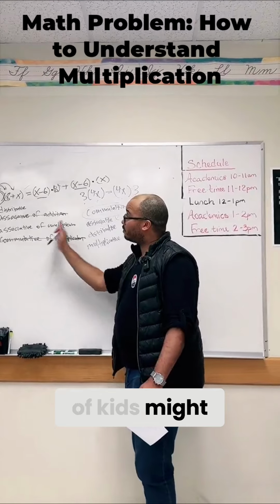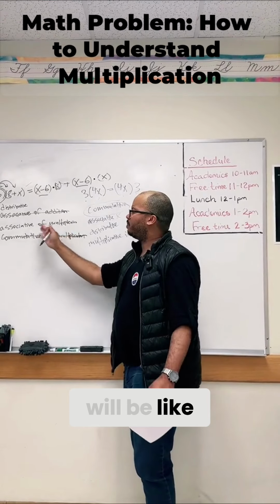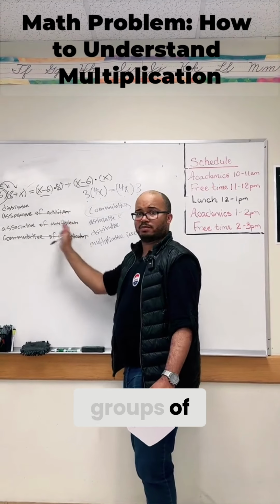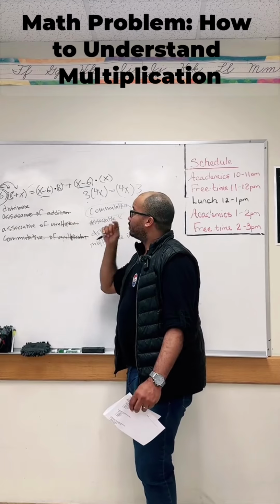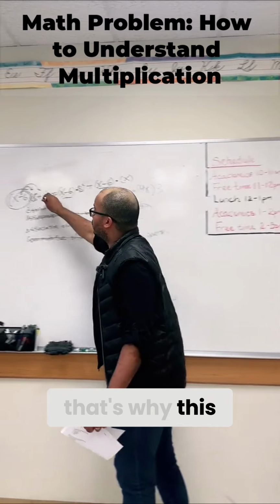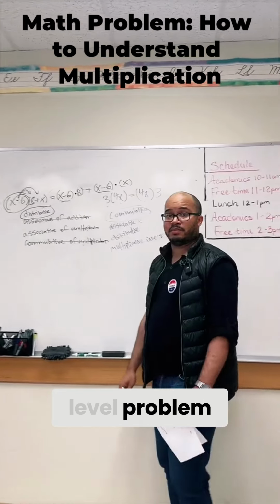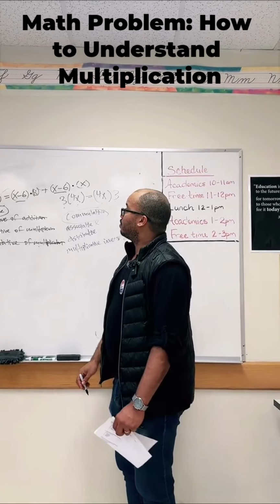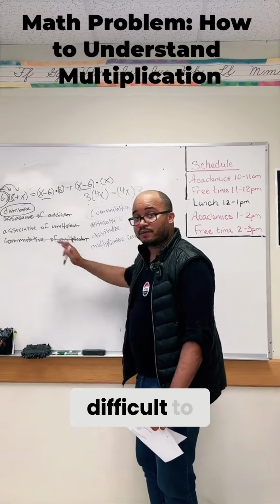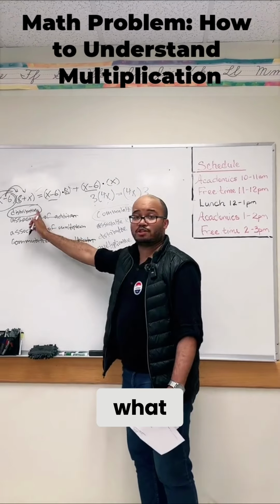I know a lot of kids might have looked at this, even people looking now like, oh, but isn't it different groups of multiplying that's happening? But again, that's why this is a Regents high school level problem here in New York City. Okay? And again, this would be very difficult to understand if you don't understand what distributive means.